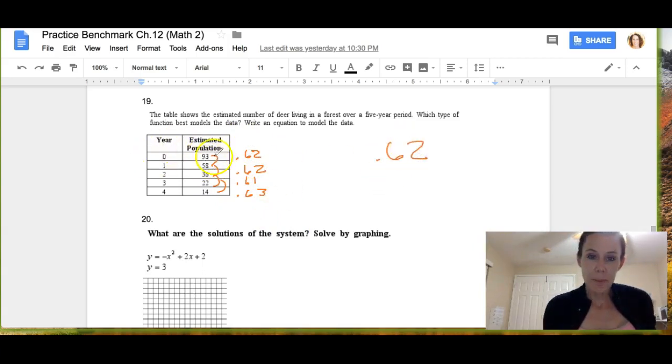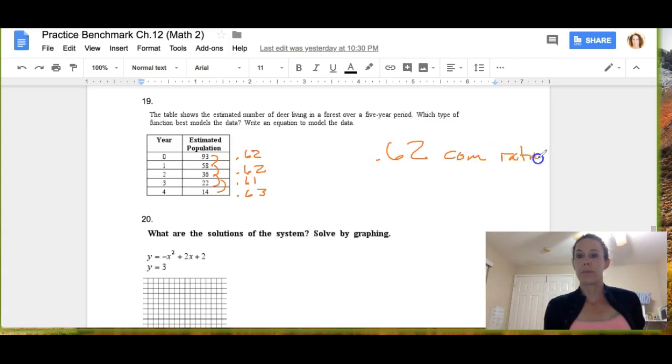Now, a common mistake is to take 93 and divide it by 58. That gives you a common ratio of 1.6. Remember, you're telling me how to get from here to here, not how to get from here to here. So be careful of that. So I'm going to say yes, it has a common ratio.